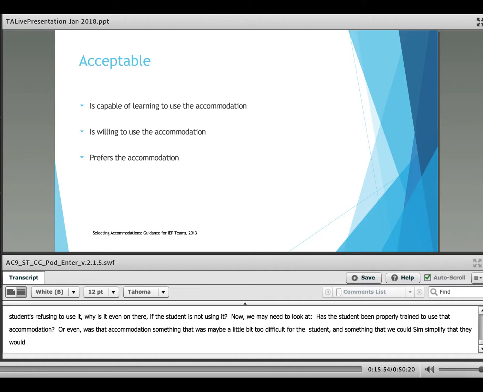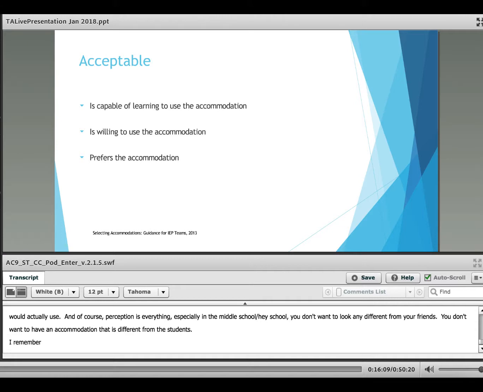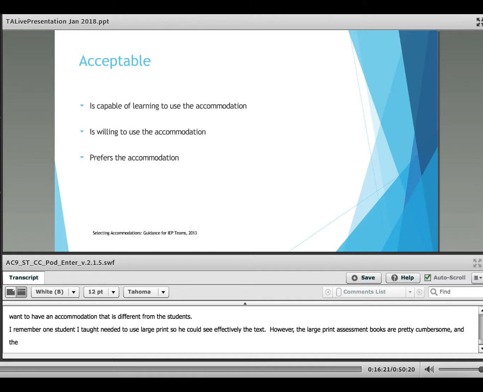And of course, perception is everything, and especially in the middle school, high school, you don't want to look any different from your friends. You don't want to have an accommodation that is different from the students. I remember one student I taught needed to use large print so he could see effectively the text. However, the large print assessment books are pretty cumbersome, and the student often didn't want to use the large print because of that, because it made him look different from his peers.